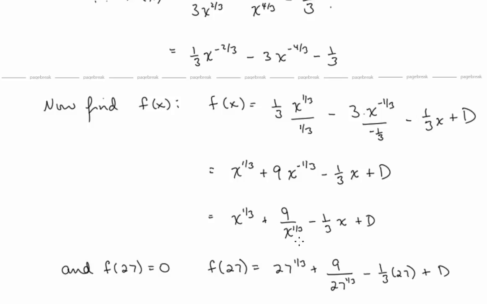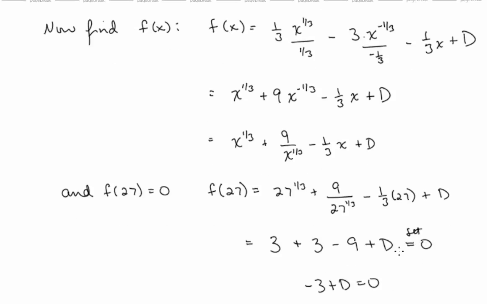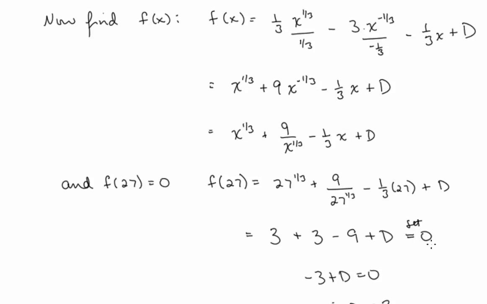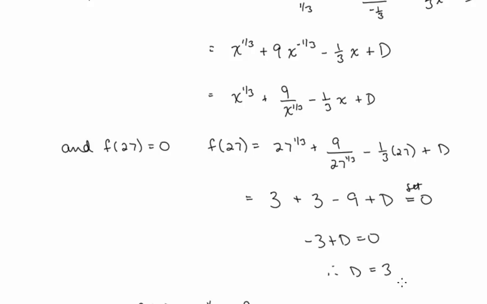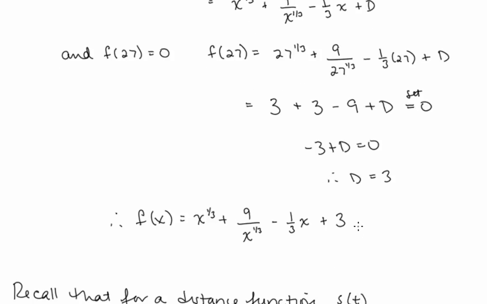Now we're almost through. We want to use the fact that we know f of 27 is equal to 0 to solve for this constant d and find a particular solution for f of x. So we plug in x equals 27 here, and we set that equal to 0. And so we get d must equal 3. So let's go back here and plug d equals 3 into our formula for f of x. And this is our solution.